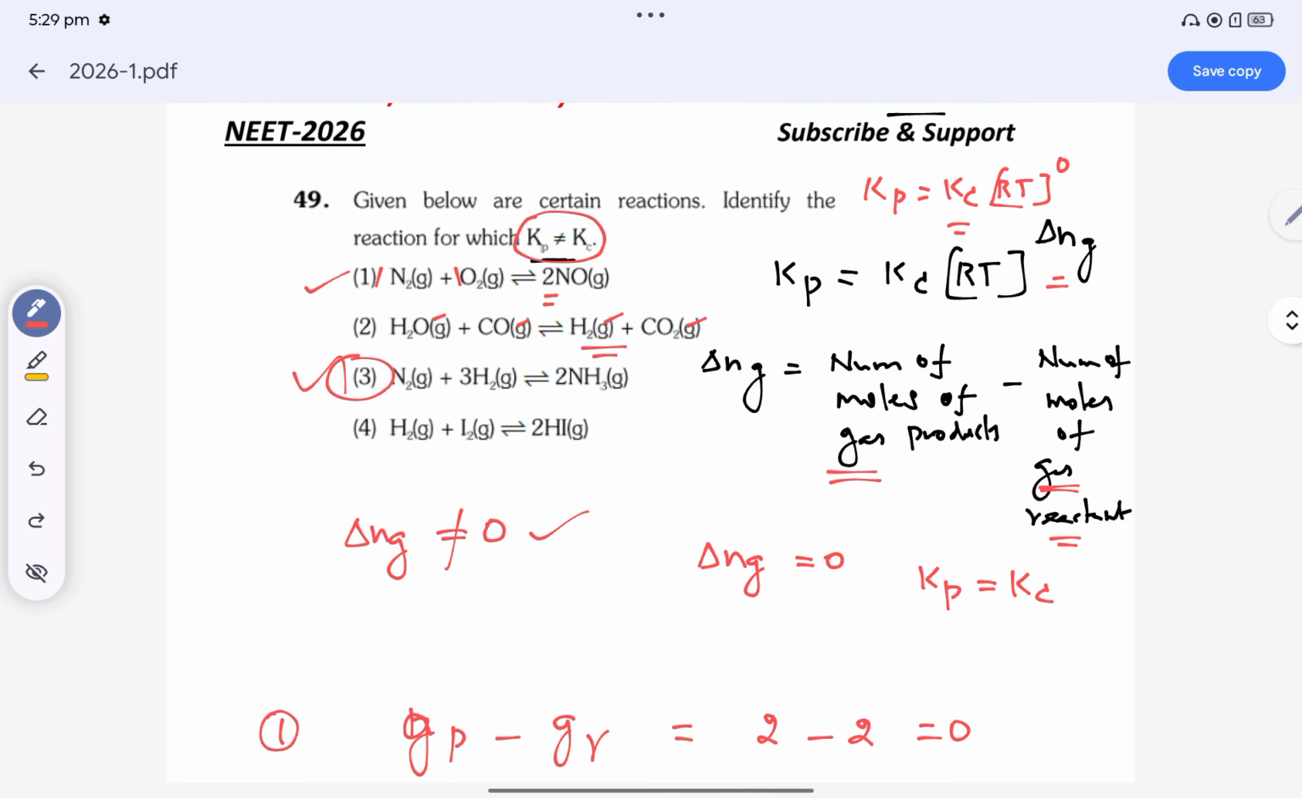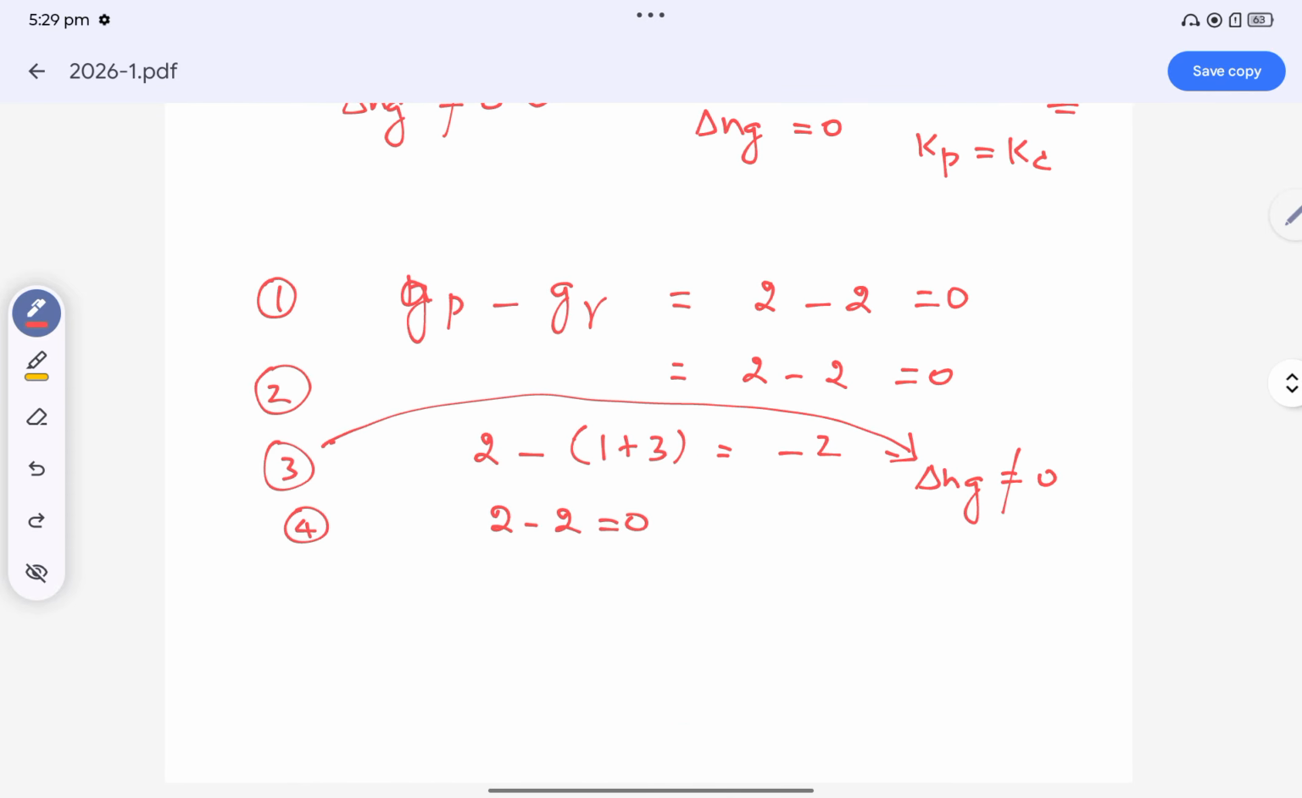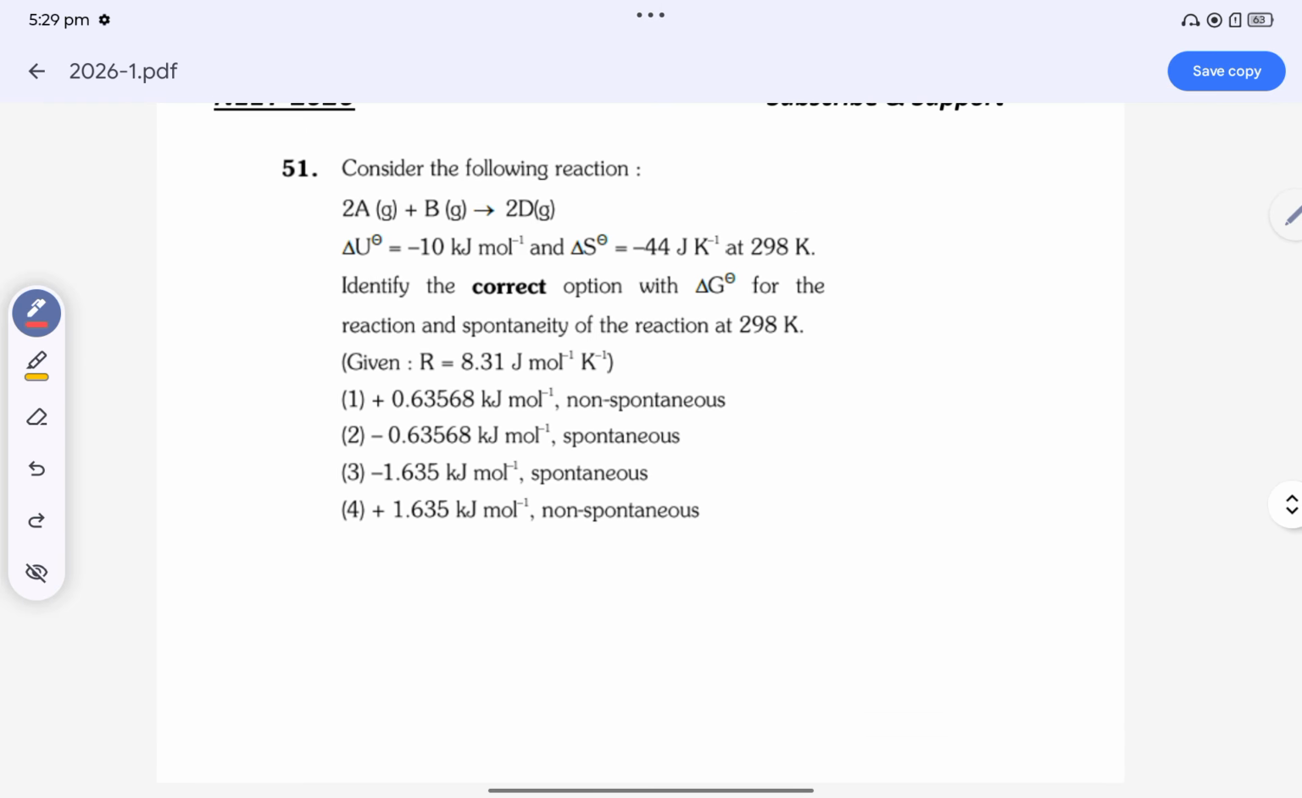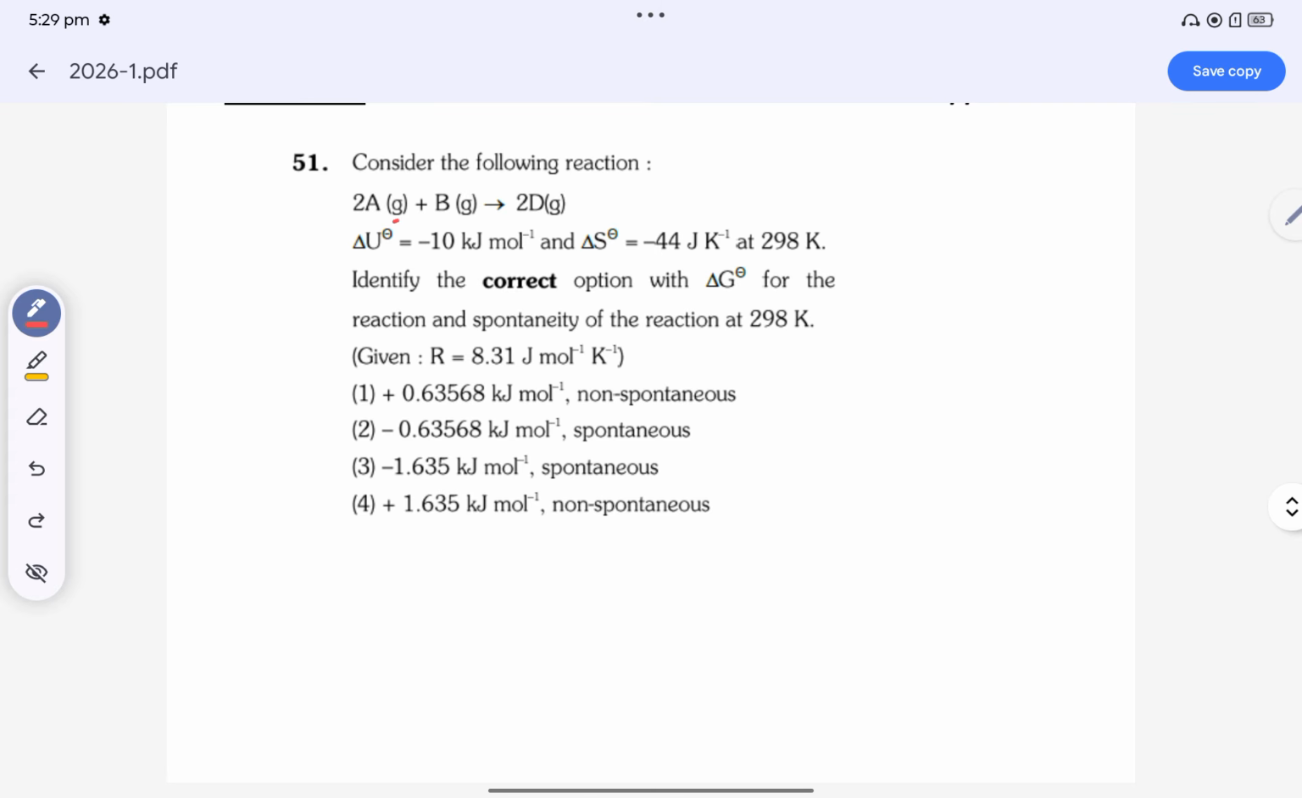Clear? Next problem. Let us go to the next problem. Here, consider the given reaction. Here also we have gaseous reactants and gaseous products. Delta U value is given and delta S value is given. Note the change: here kilojoule is given, only joule is given for the other. Finding the delta G value is asked.